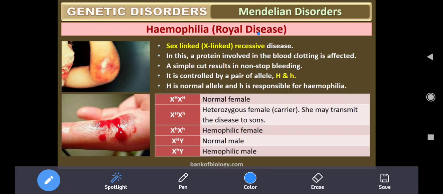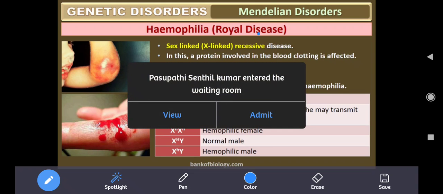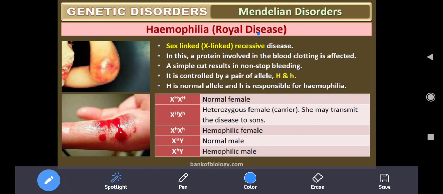Since this is X-linked, one or both of the X chromosomes are recessive, and these recessive chromosomes do not have the protein. The protein involved in blood clotting will be affected. Since there is no blood clotting factor, the blood will ooze out continuously. A simple cut results in non-stop bleeding.